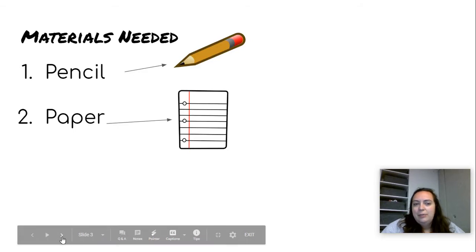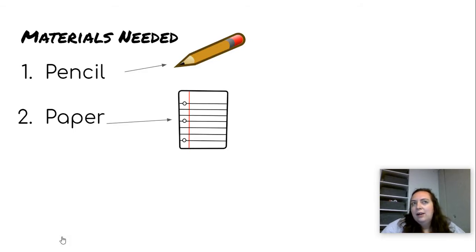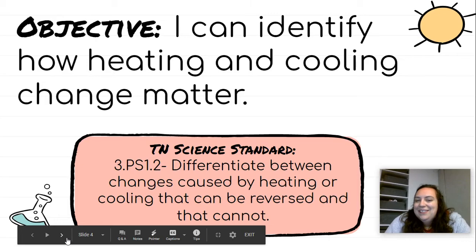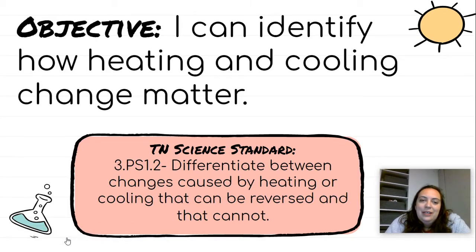So today you just need a piece of paper and a pencil. I'll be asking you to stop and predict along the way, and then just to think about the learning overall. So our objective today is that you can identify how heating and cooling change matter. So we're thinking about if we have an object, what's going to happen to it if we heat it, and what will happen if we cool it. And we'll talk about that together today.